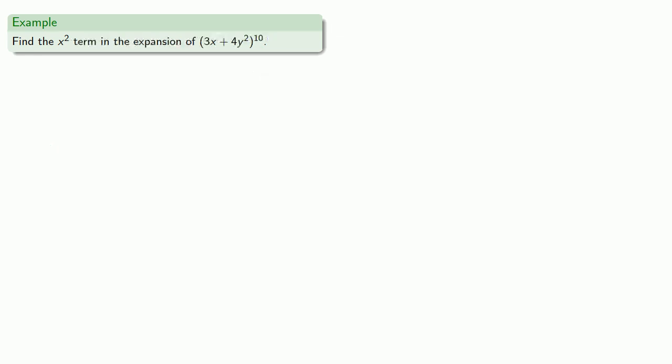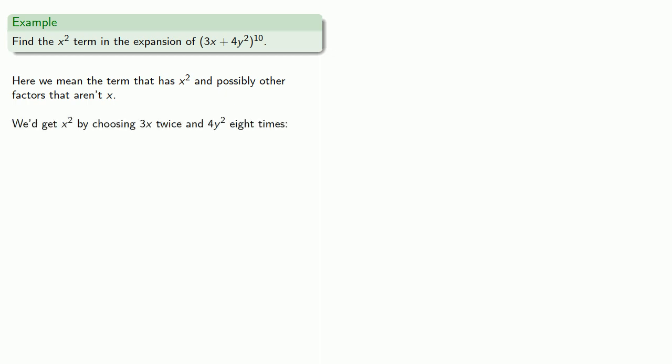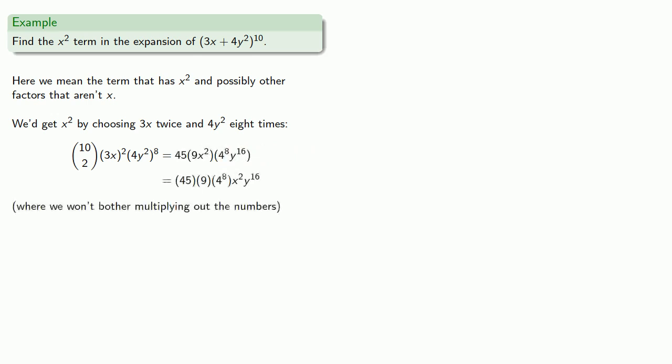Well, what about an x squared term, and we don't know what the y is? So here we mean that the term has x squared and possibly other factors that aren't x. So again, we'd get x squared by choosing 3x twice and 4y squared 8 times. So of our 10 factors, 2 of them will be 3x's and 8 4y squareds. And we'll compute. Well, at least we'll make sure our variable terms work out. We're not going to bother multiplying out the numbers.